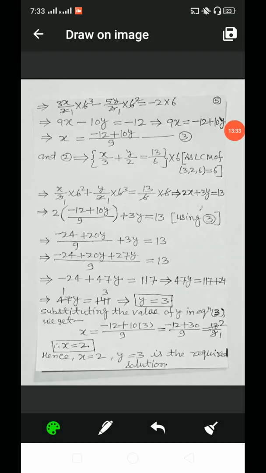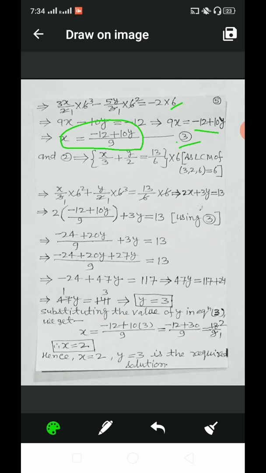This implies that 3x by 2 into 6 minus 5y by 3 into 6, and after solving we get 9x is equal to minus 12 plus 10y, and this implies that x is equal to minus 12 plus 10y by 9, and this is taken as equation number 3.